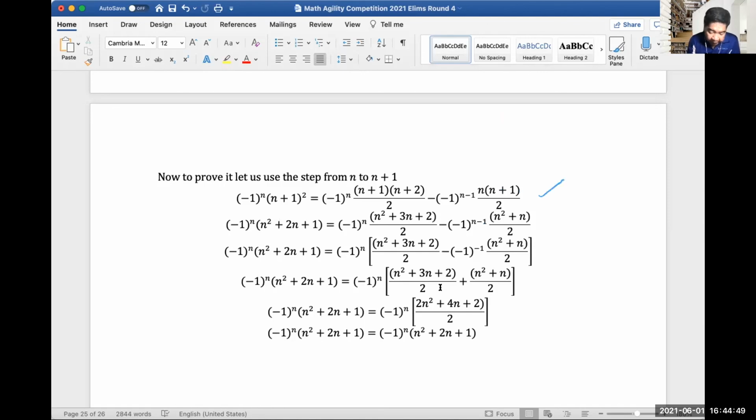So manipulating this, we would be able to get, and I factor out negative 1 to the n here, and then combining these two terms, which is n squared plus 3n plus 2 over 2 plus n squared plus n over 2. So we can add them up. We have the same denominator. So that would be 2n squared plus 4n plus 2, and divide by 2. We get n squared plus 2n plus 1, which is exactly the same as the one on the left-hand side of the equation. So that's it. We have proven that they are equal.